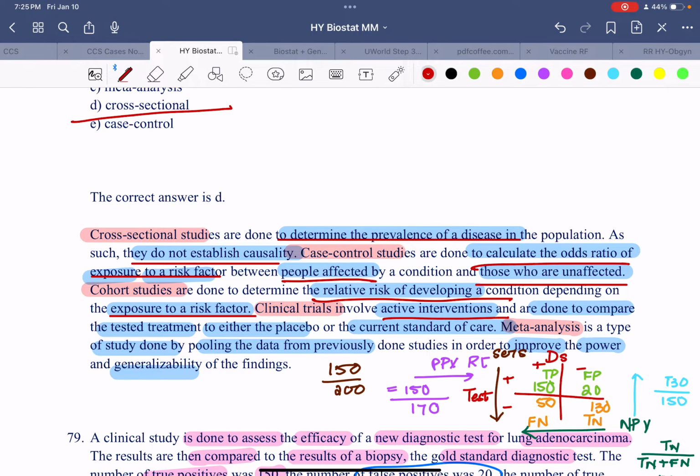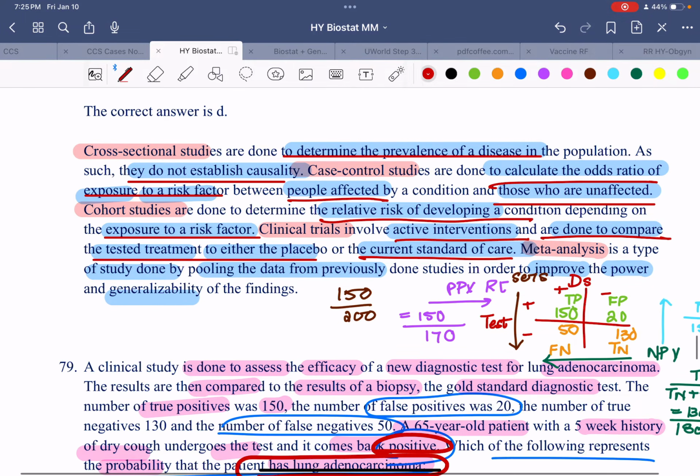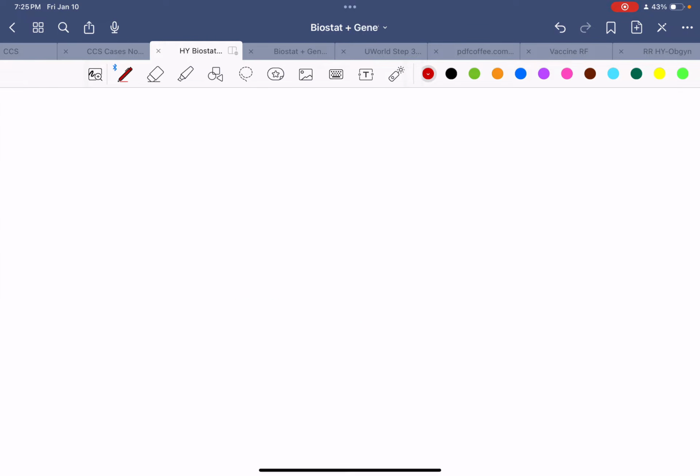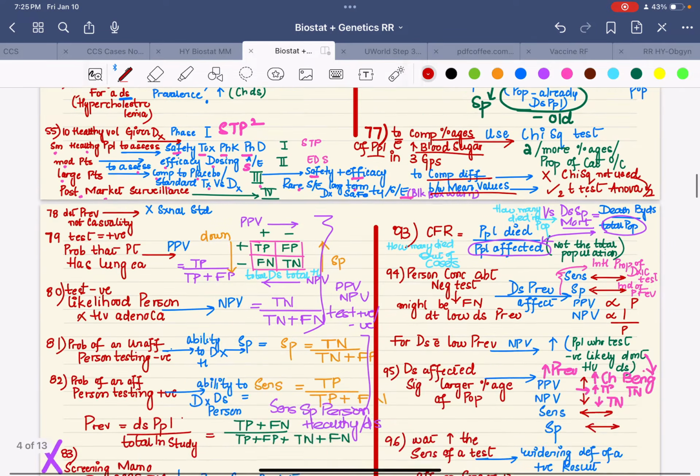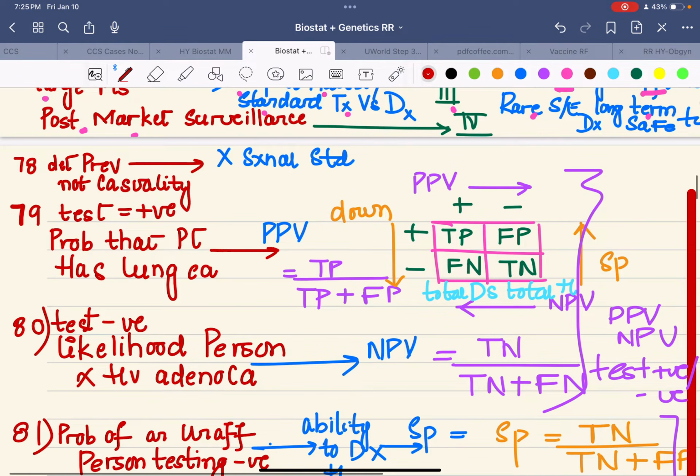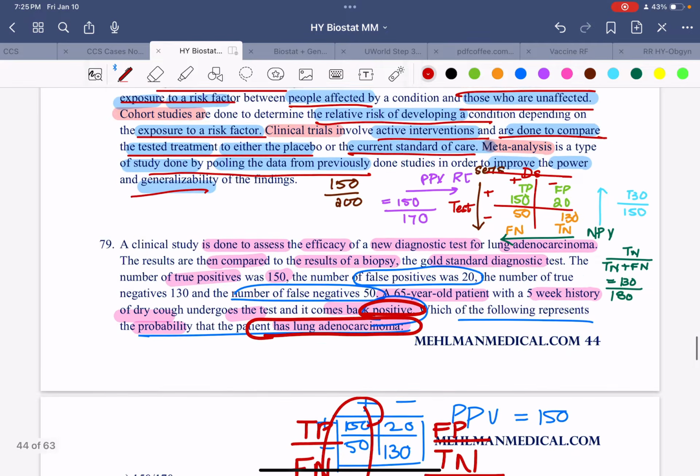And when there is an active intervention done to compare the tested treatment or the placebo with the current standard of care, it is known as a clinical trial, and the study done to pool the data from various sources to improve the power and generalizability is known as meta-analysis. So a quick review: a study that determines prevalence but does not establish causality is known as a cross-sectional study. Question 79.